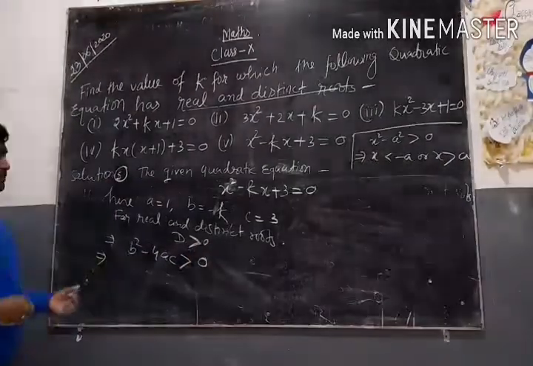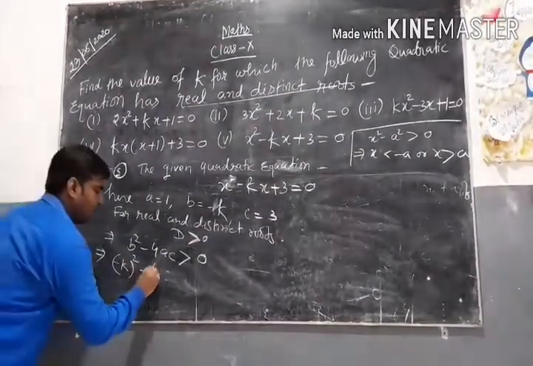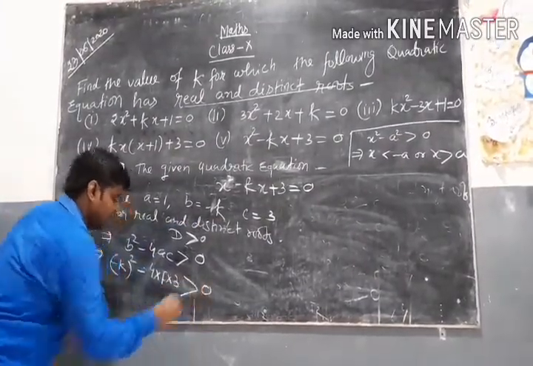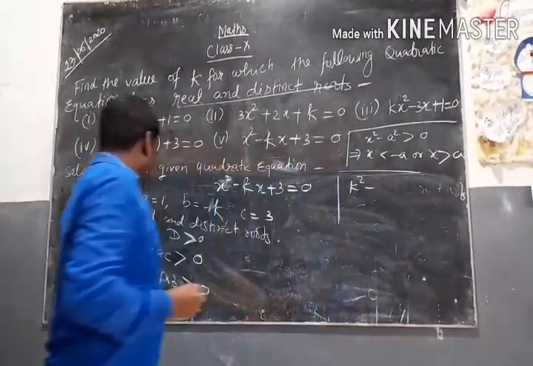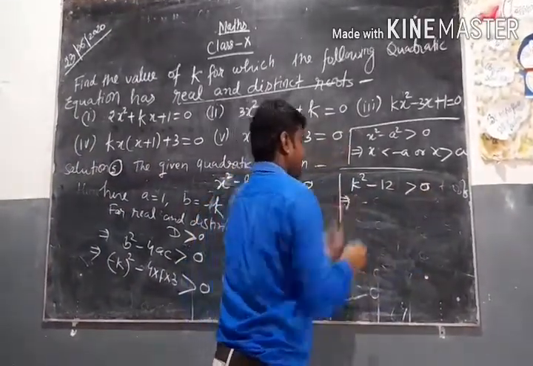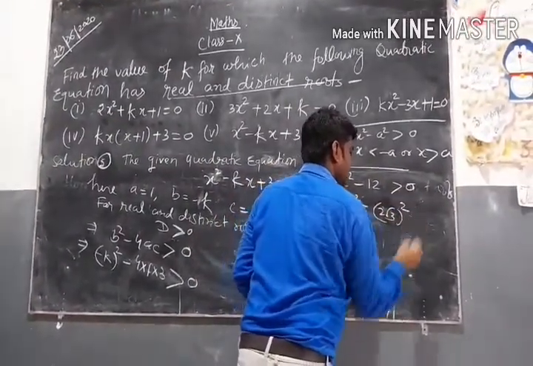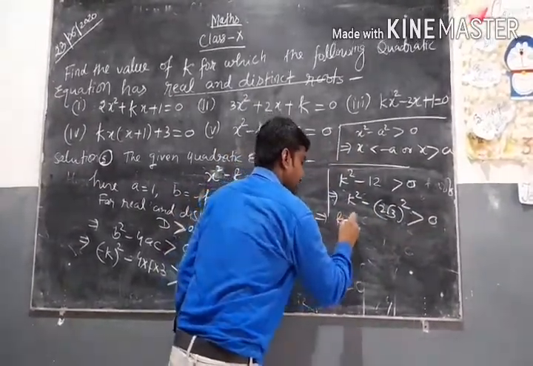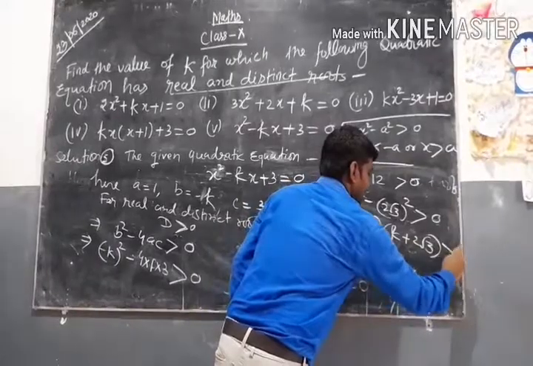This implies that the value of b is minus k, so it becomes minus k whole square minus 4 into a, a is 1, c is 3, greater than 0. It becomes k square minus 4 into 1 into 3 is 12, greater than 0. You see it like this: k square minus 12, under root 12 means 2 under root 3 whole square, greater than 0. So it is in the form of a minus b into a plus b. So we have k minus 2 under root 3 into k plus 2 under root 3 greater than 0.